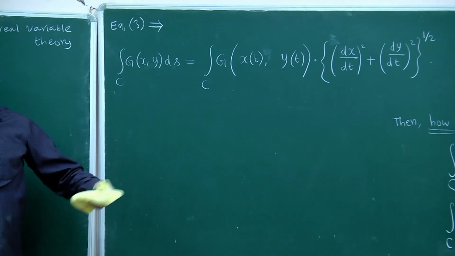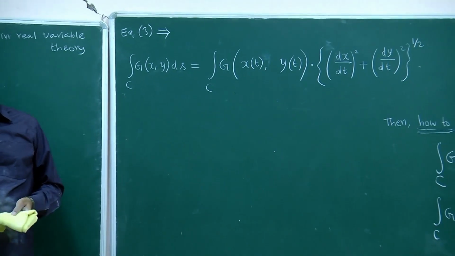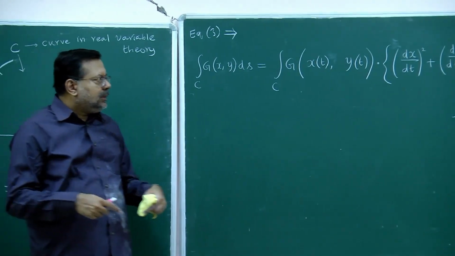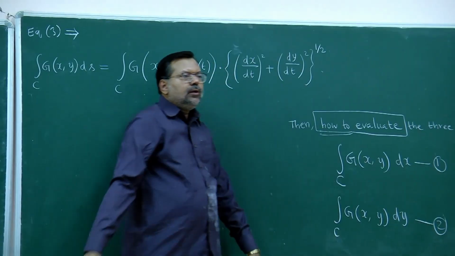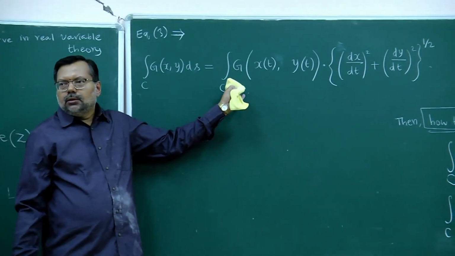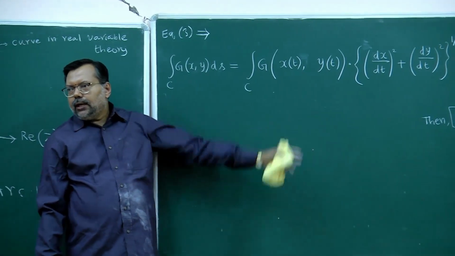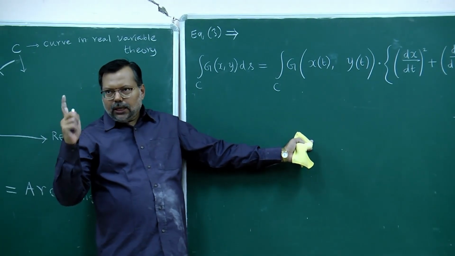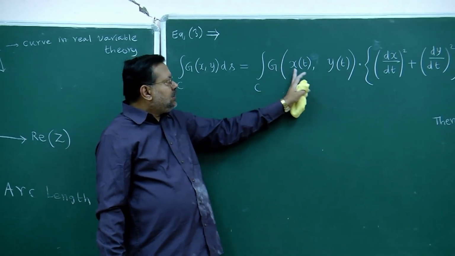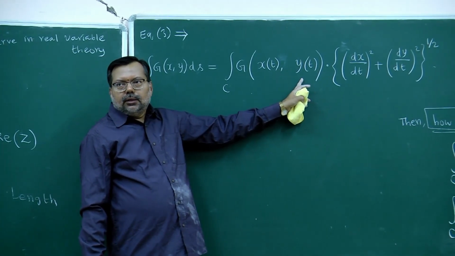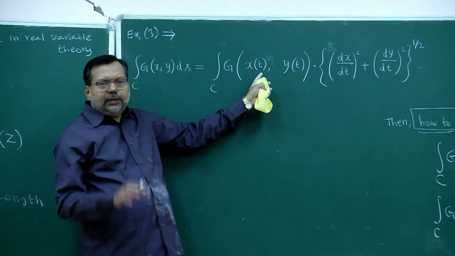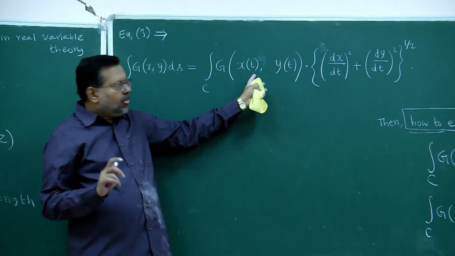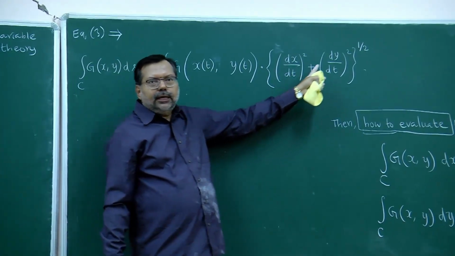So how to evaluate means, this is the way to evaluate. The question should be clear and the answer should be clear. What is the question? How to evaluate? The answer is here. You now substitute everything here, and now it is very simple. How is it simple? You see. g is a function of two variables. Now what happens? g becomes a function of t only. This is a function of t only.